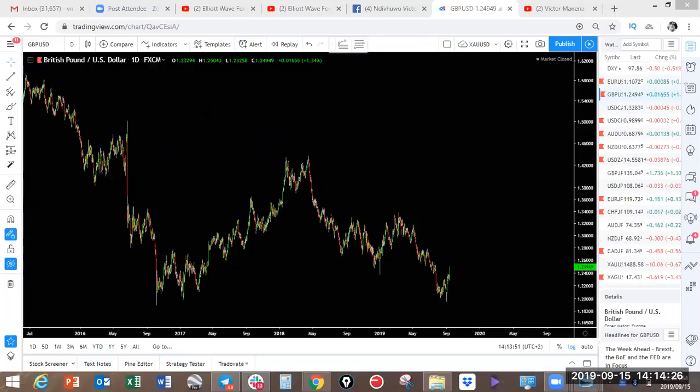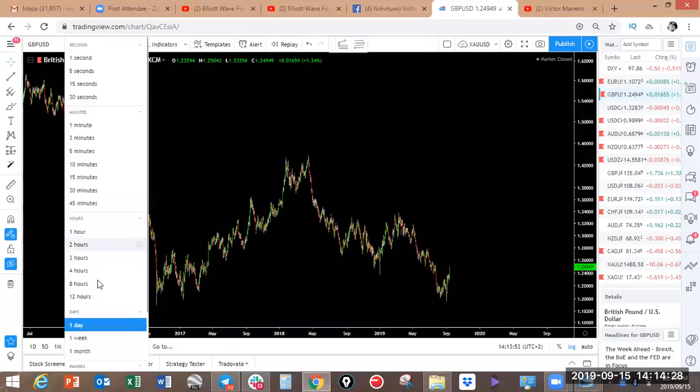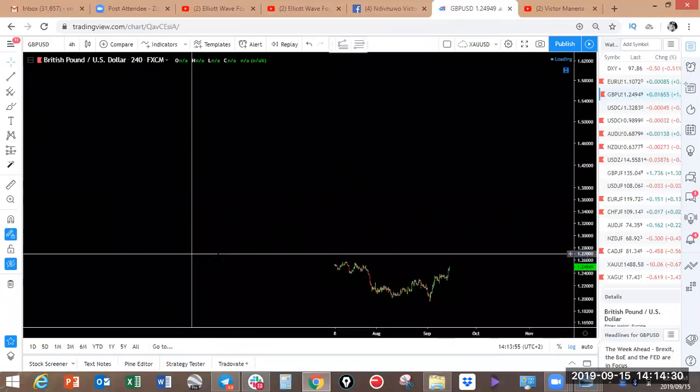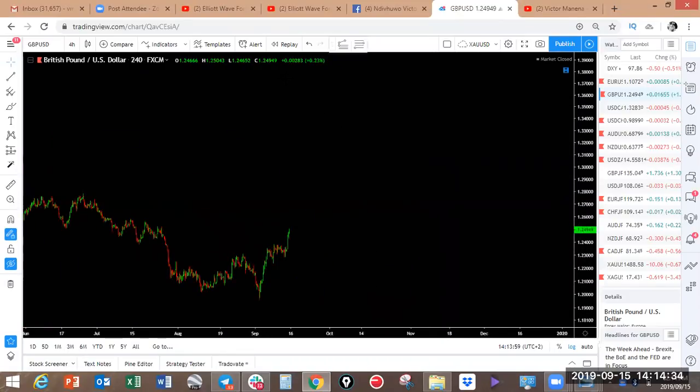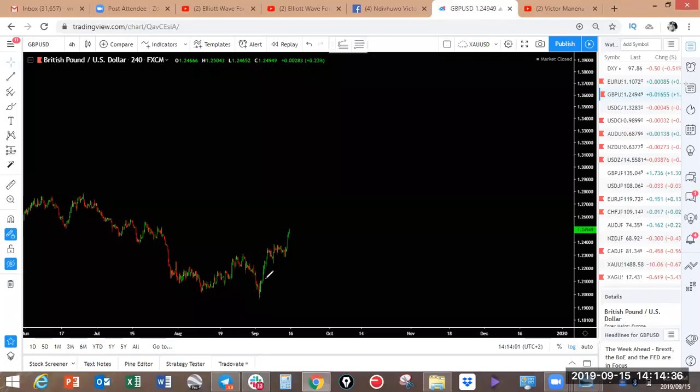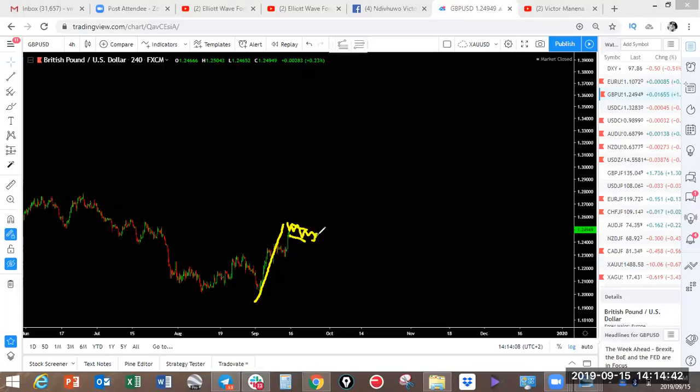Now we've got that pulsing move to the upside. I've got a 4-hour here. Let's look at the 4-hour pulsing move. On the 4-hour, you have started a move here that looks pulsing in 5 waves like that. Now we're going to need to get a proper corrective structure for us to ride the trend.